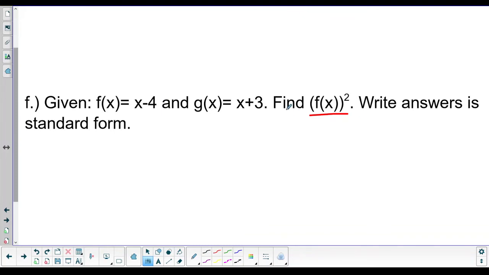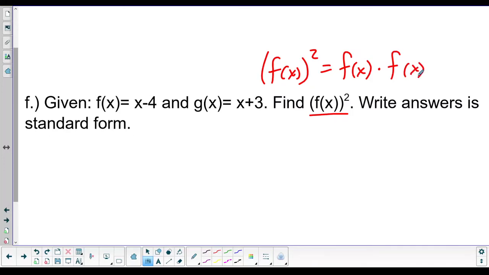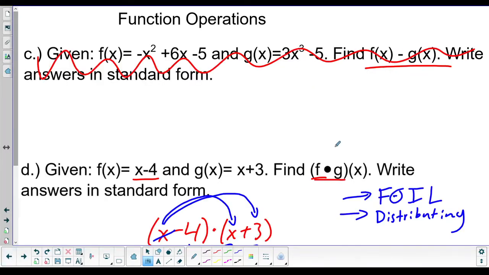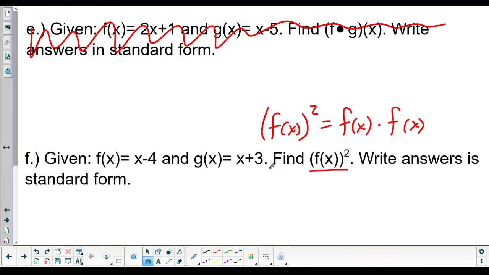So here we have to find f of x squared. What f of x squared means is f of x times f of x. So what we're going to do is what we just did with this multiplication problem, except we don't use the g of x. It's nowhere in this problem. So this is just extra information to confuse you.